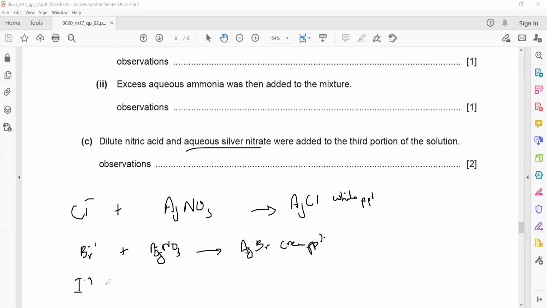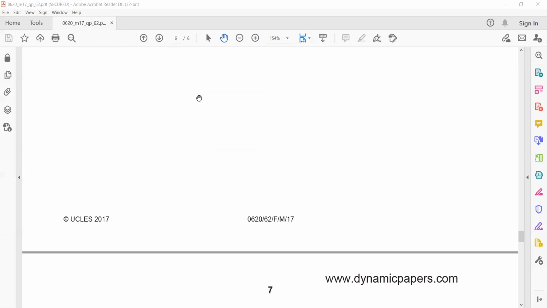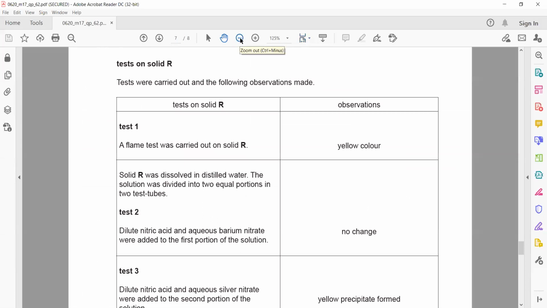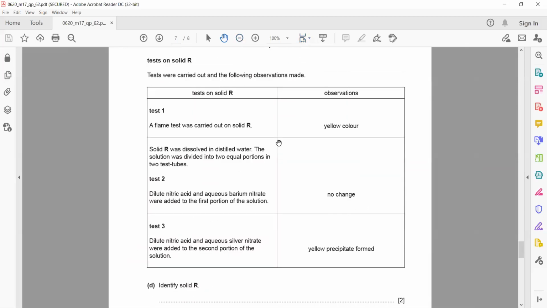Test on solid R. Flame color is yellow. So if the flame color is yellow, this gives an idea it's sodium. R was dissolved in distilled water. The solution was divided. Dilute nitric acid followed by barium nitrate. This is a test for sulfate ion and it does not give any change. So what we conclude, you can say there is no sulfate ion.